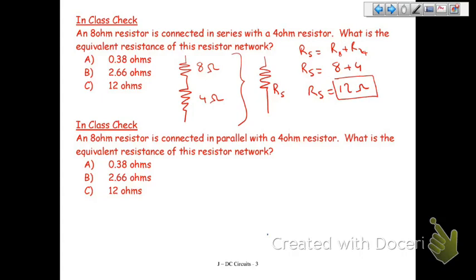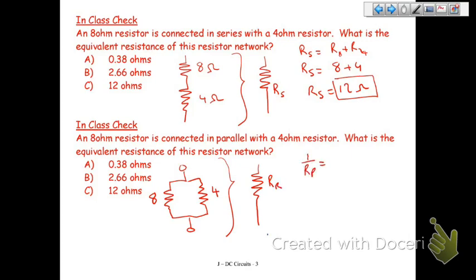An 8 ohm resistor is connected in parallel with a 4 ohm resistor. Does it matter which one's on the left and which one's on the right? As long as you decide, it doesn't matter. So I want the single resistor. We've got RP in this case. 1 over RP equals 1 over R1 plus 1 over R2. There's a special relationship that you can use when there's only 2 resistors to get you the answer in one step, but I hardly ever ask you only 2 resistors. So you might as well just get used to the more fundamental one.